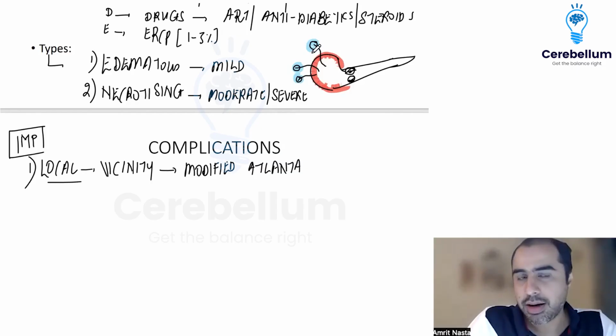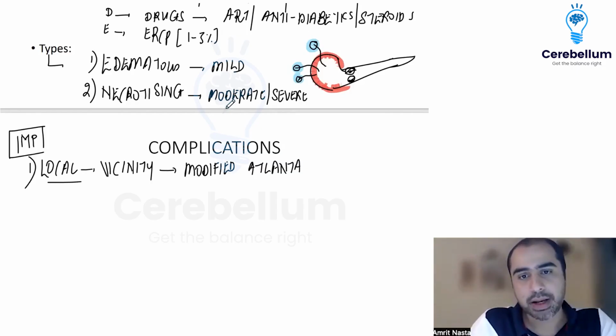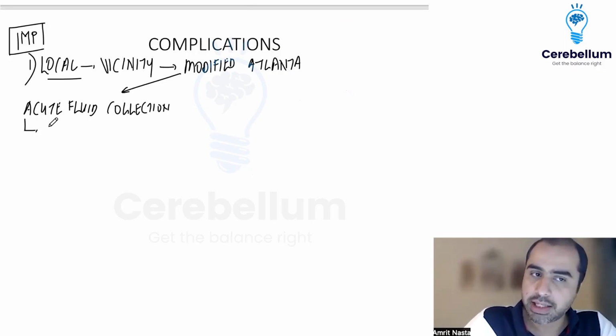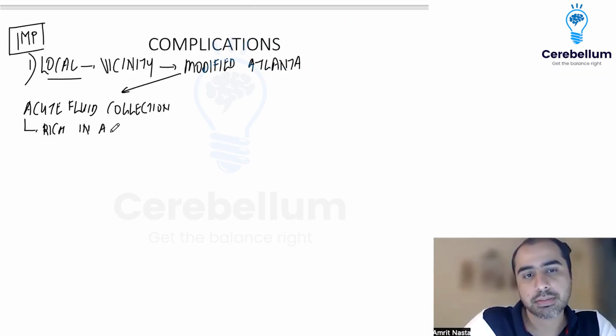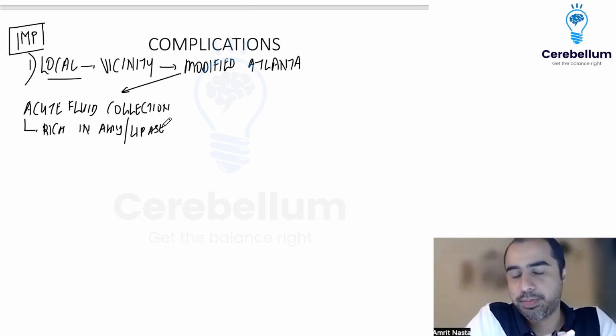This amylase and lipase mixed with peritoneal fluid, this collection is called acute fluid collection. So what is this acute fluid collection? It's a collection which is rich in amylase and lipase. It's nothing but some fluid mixed with the enzymes around the pancreas.